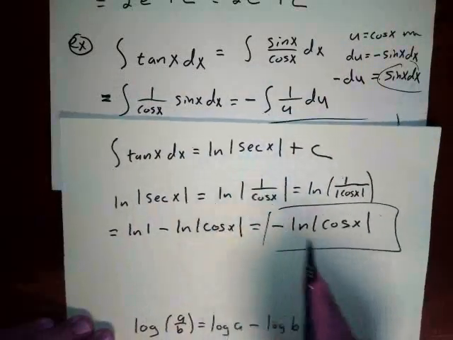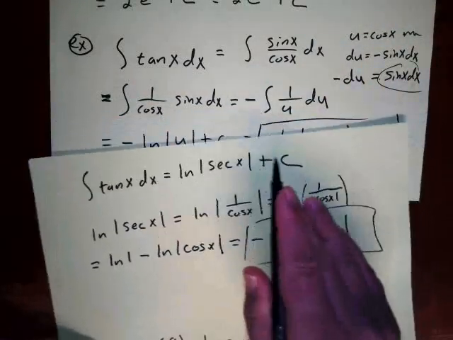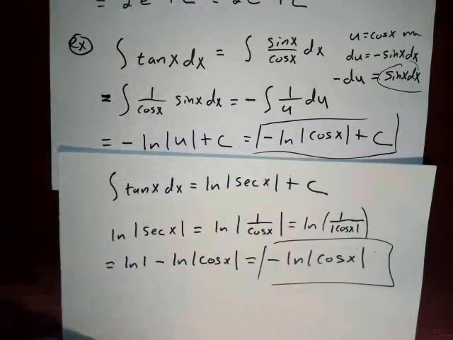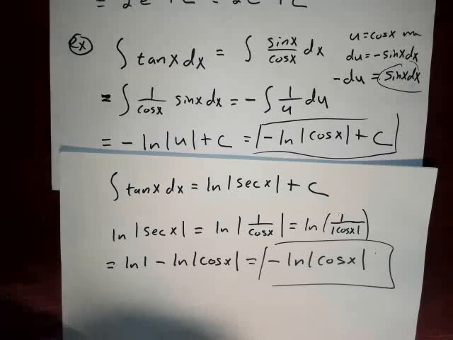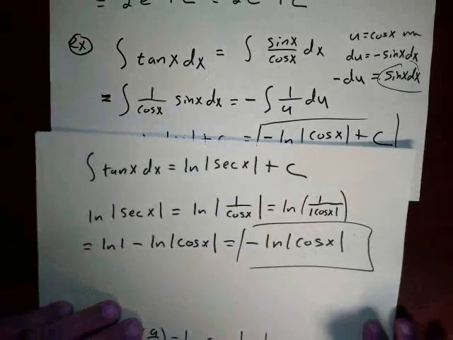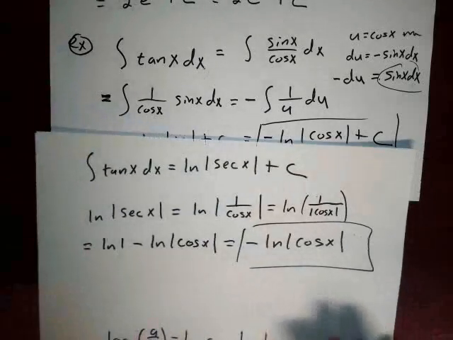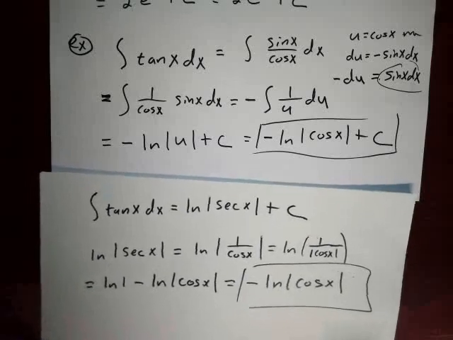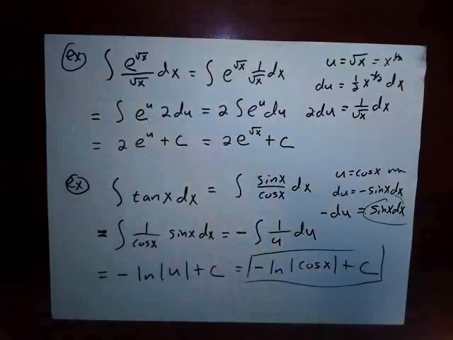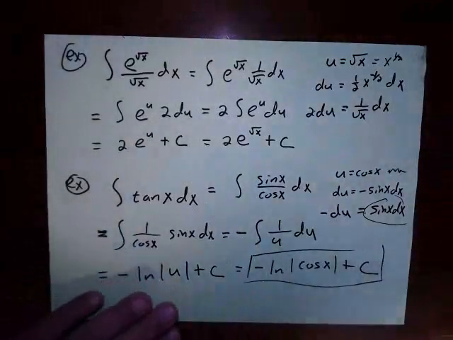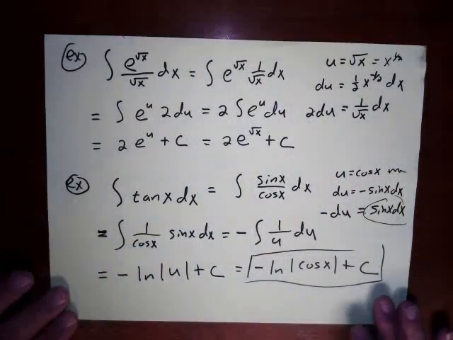What you would normally see, and I think they use this just because you don't have the negative sign to worry about. And oftentimes tangent and secant are related to one another, like in the Pythagorean identity. So that's kind of interesting there. So using the substitution, we actually found the antiderivative to the tangent of x.